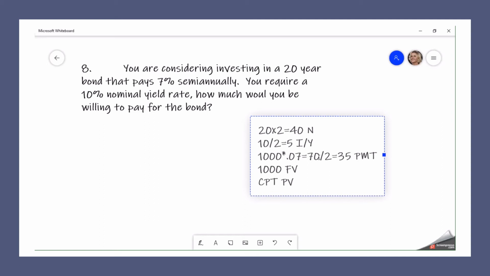So that gives us $742.61. No, and that, I don't think that's right. Let me do that again.